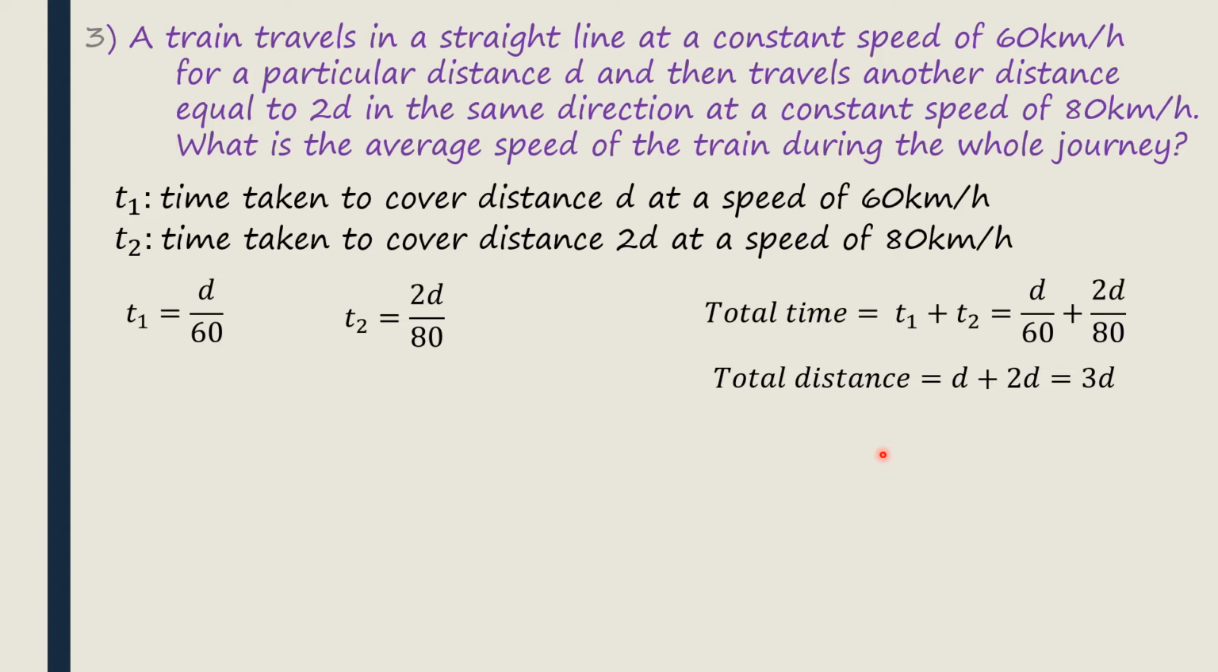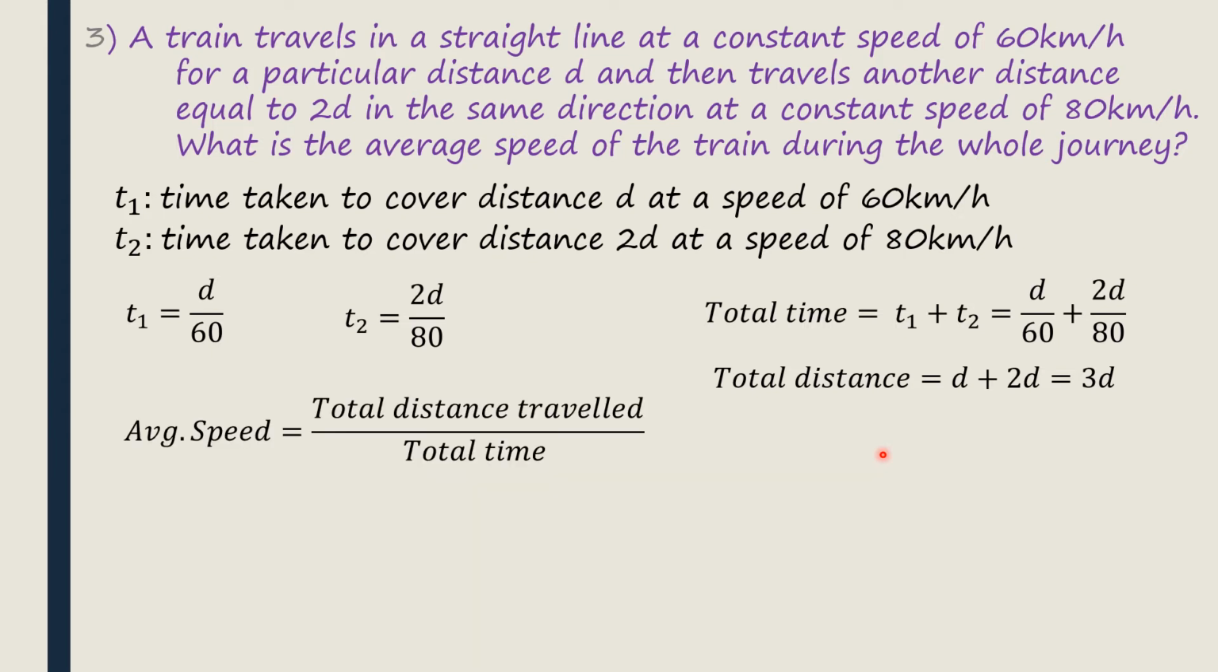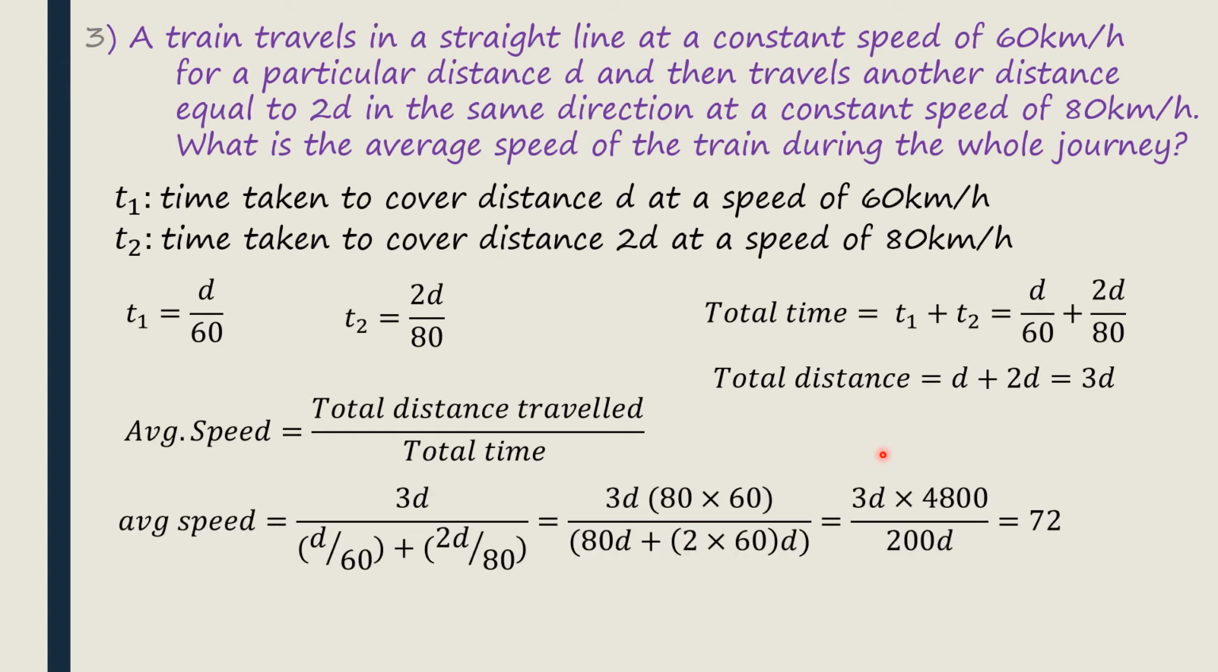Now since we already have total time and total distance, we need to find the average speed throughout the journey. So we know from the formula, average speed is equal to the total distance that is traveled divided by the total time. So average speed is equal to, so total distance traveled is 3d divided by total time is d by 60 plus 2d by 80. Okay, so now since we have a fraction in the denominator, अब हामीले यसलाई सल्भ गर्नुपर्छ.